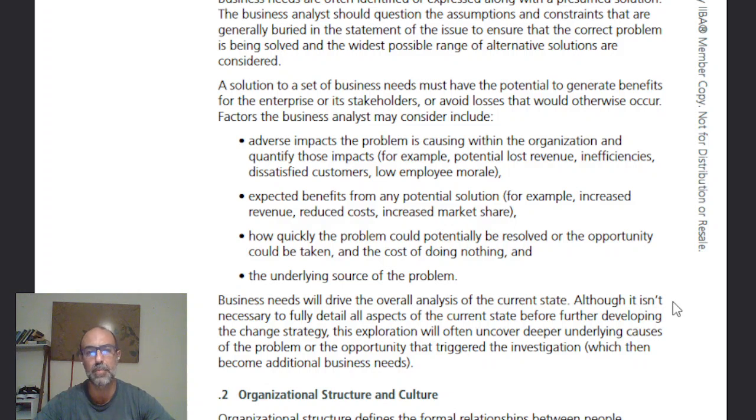I just wanted to mention it because here, a solution to a set of business needs must have the potential to generate benefits.